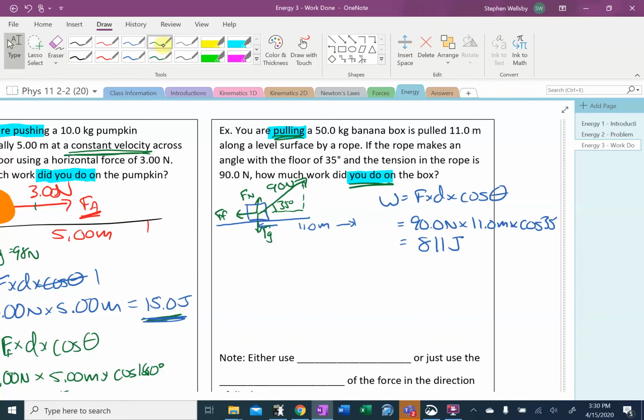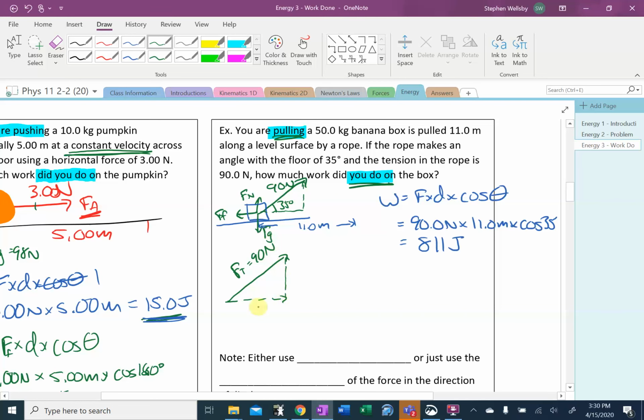Now I want you to think about this problem in another way. One way of looking at it is just using this formula. It's easy, you can trust it, it works, that's fine. But I also want you to be able to think about it this other way here. So when we have this force here, this is our force of tension, 90 newtons.